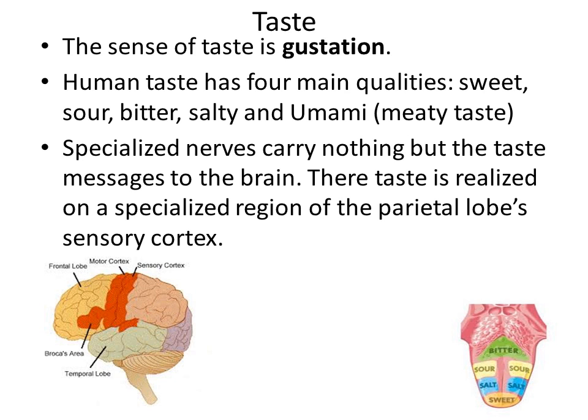There are specialized nerve cells that carry nothing but the taste message to the brain. Taste is realized in specific specialized regions of the parietal lobe sensory cortex. So a lot of the parietal lobe sensory cortex is what's used to process the sense of taste. They also found that the temporal lobe has to do with taste because you remember the taste. Temporal has to do with memory. But those are the two areas that the sense of taste is known for.